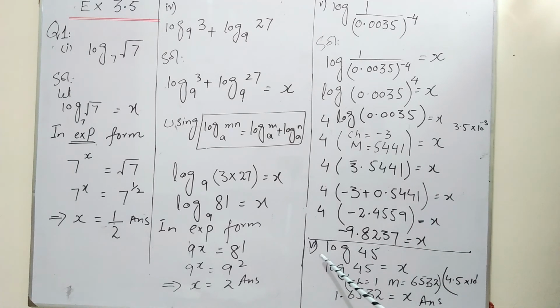Now moving to question number 6. That is a simpler one, that you have to find the log of 45. Log of 45, you have to find the characteristic. Characteristic is 4.5 multiplied by 10 raised to the power 1. That is, scientific notation power is 1. So characteristic is equal to 1. And mantissa, with the help of log table, you will look for the value of 45 under the column of 0, which is 6532. So it becomes 1.6532. Value of x is equal to 1.6532. And this is the end of question number 1 of exercise 3.5.